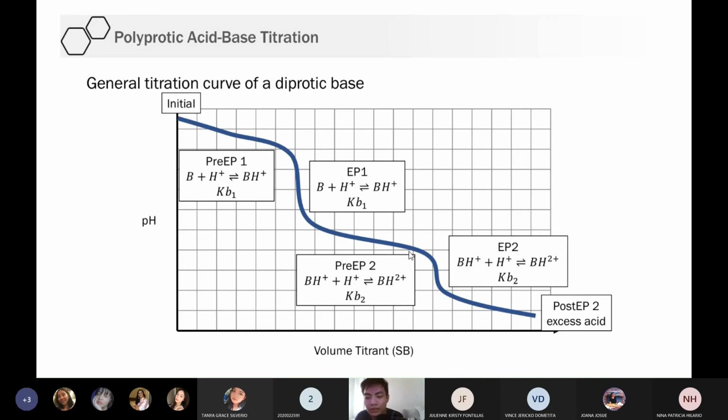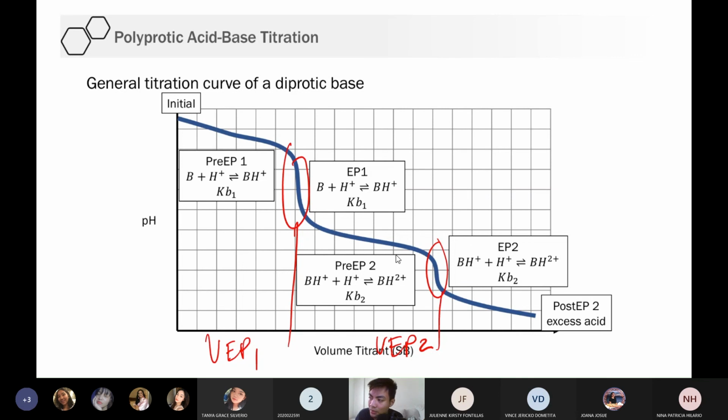Diprotic base, example nito is the carbonate na i-discuss uli natin last chapter, sa last part ng discussion. So, carbonate, ganito yung itsura ng titration curve niya. Mapansin nyo, dalawa ang inflection point kasi it needs 2 protons for it to be neutralized. So kung gaano karami ang volume to reach the first endpoint, ganun din karami ang volume to reach the second endpoint.